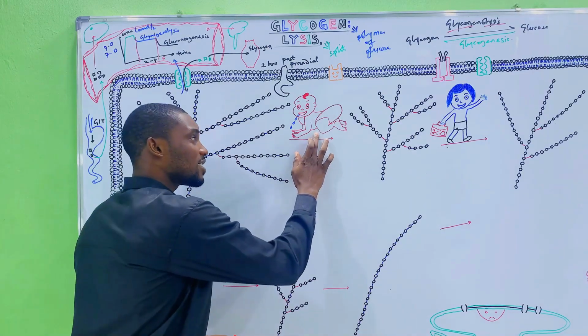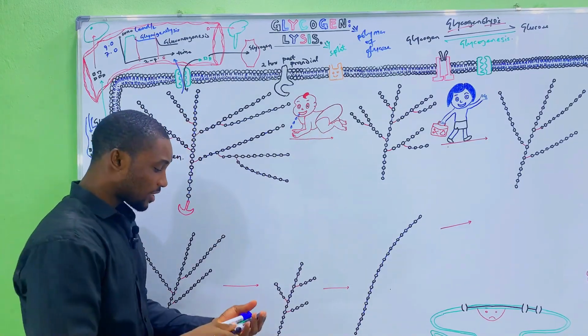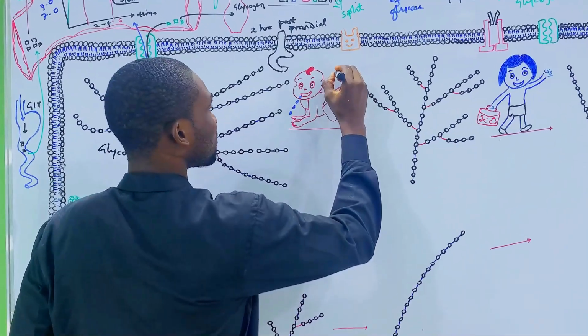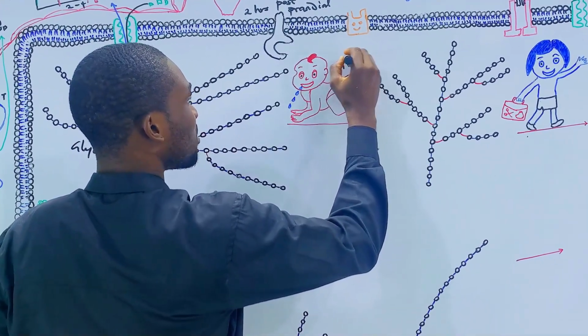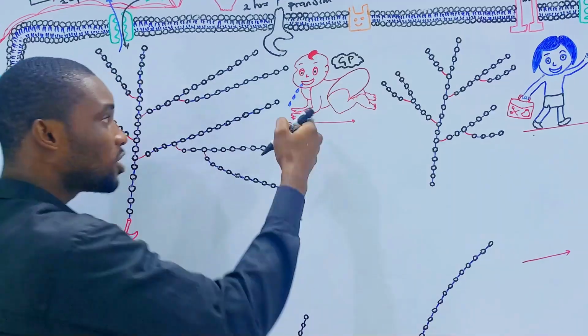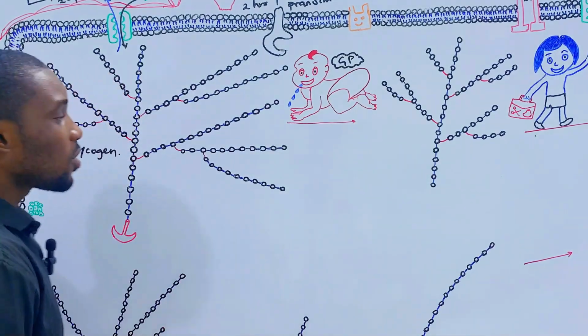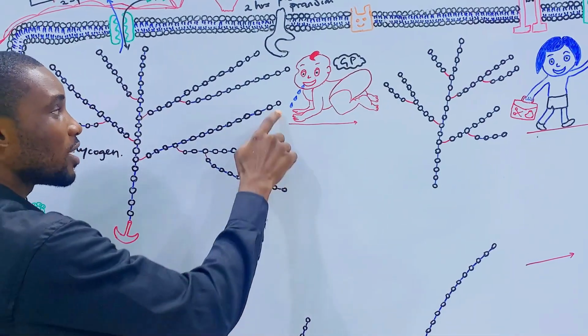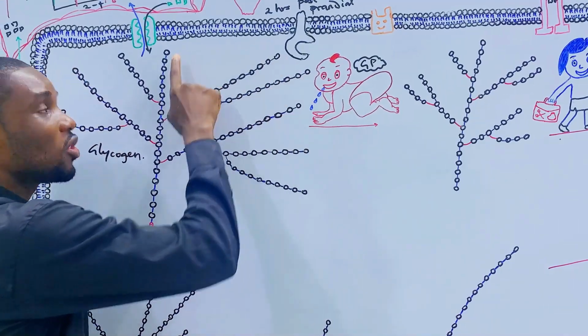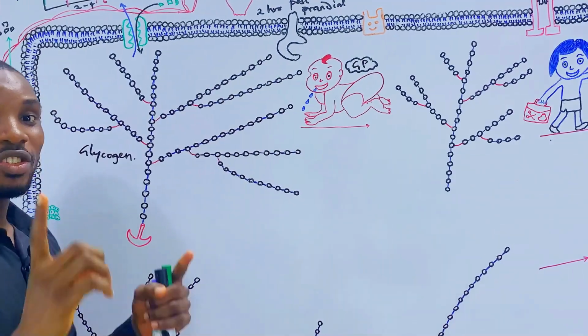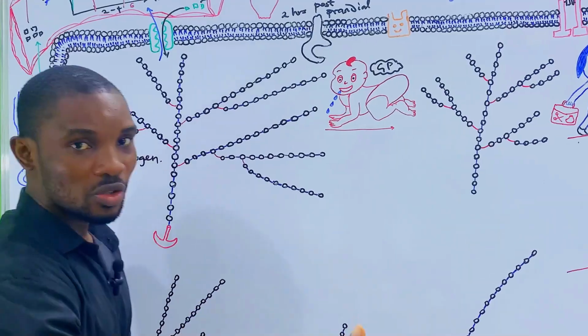So we have our first enzyme over here. That's our baby GP, right? So this is our baby GP. The name of our baby is GP. And then baby GP loves to eat. So he goes to the terminal ends. That's the non-reducing ends. Always remember that the non-reducing ends are the terminal ends of the chain.